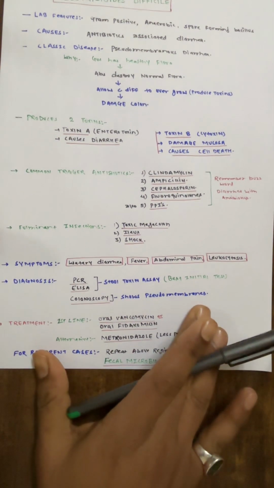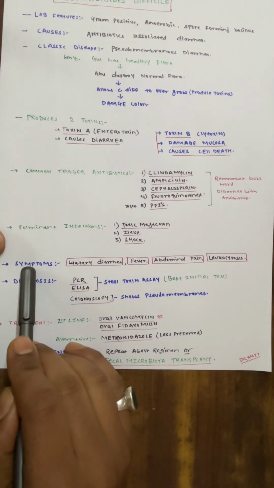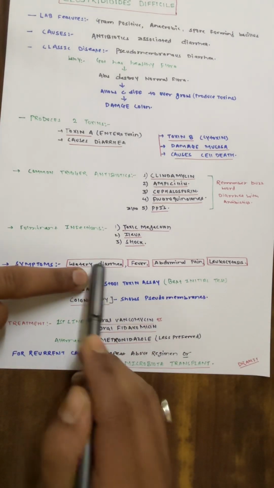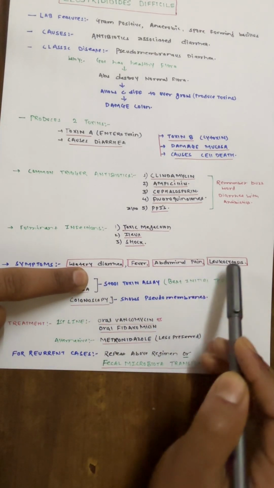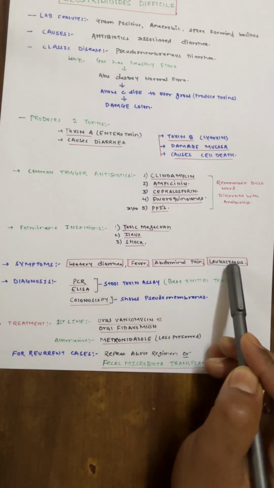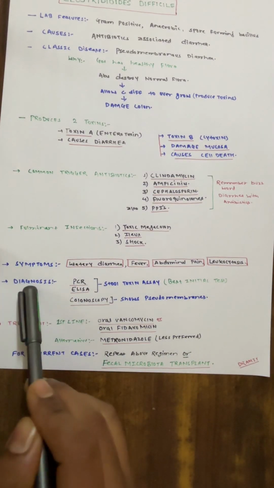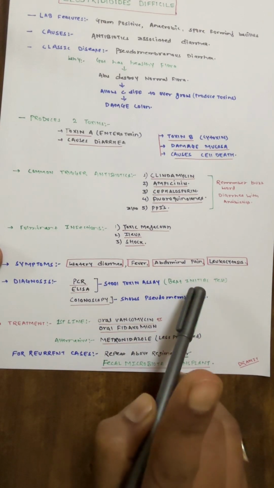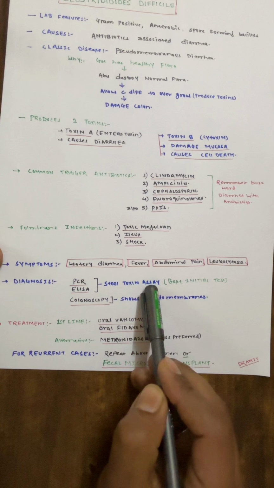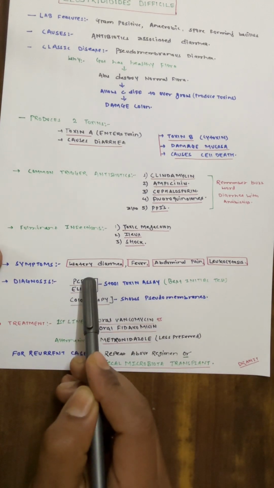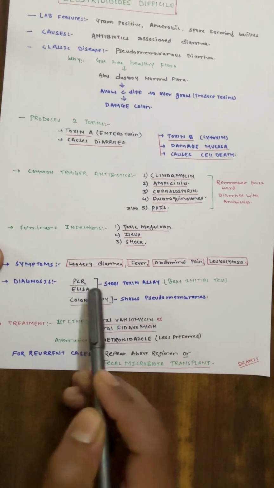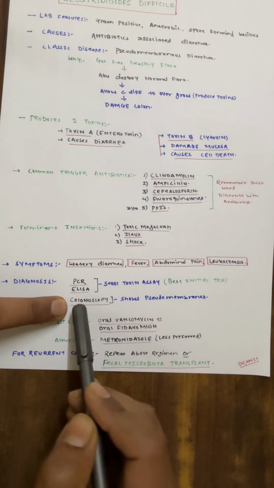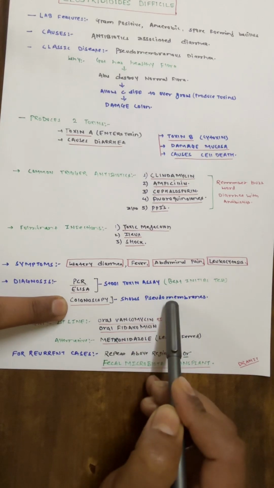Now we'll talk about the symptoms if Clostridium difficile causes infection. It produces watery diarrhea, fever, abdominal pain and leukocytosis in the lab report. So how to diagnose this Clostridium difficile? The best initial test, always remember, is the stool toxin assay, by doing PCR, polymerase chain reaction, and ELISA. We can also do colonoscopy, but this is not the initial test. In colonoscopy it shows the pseudomembrane.